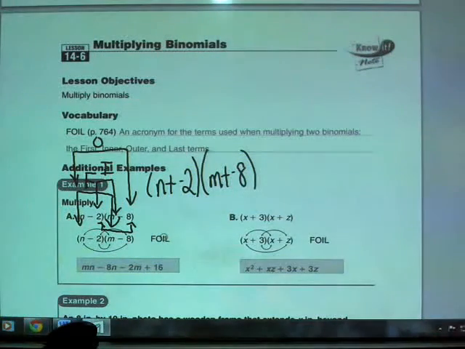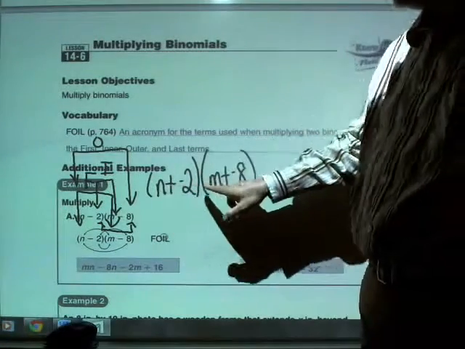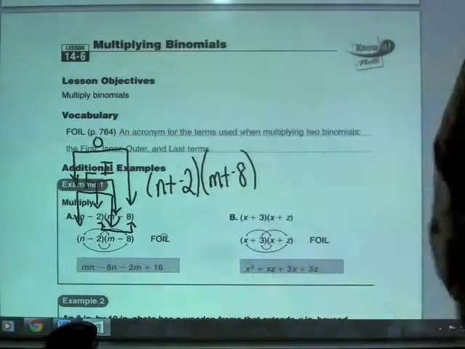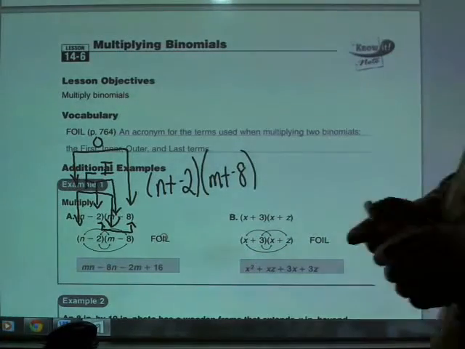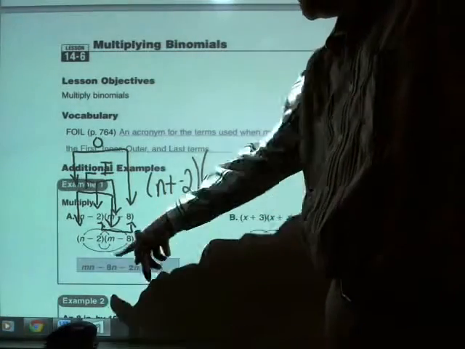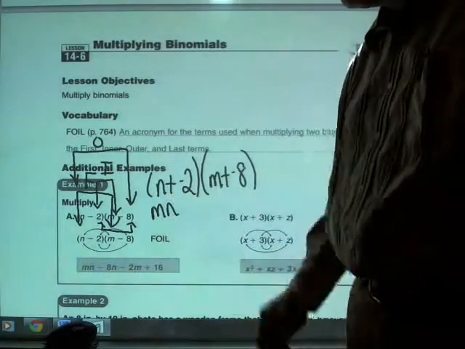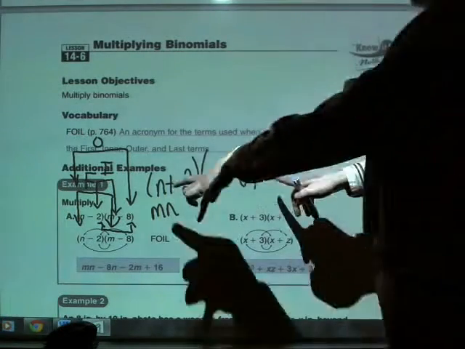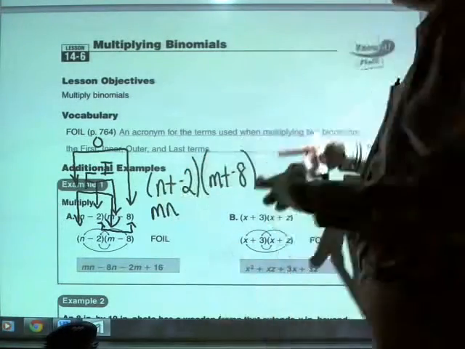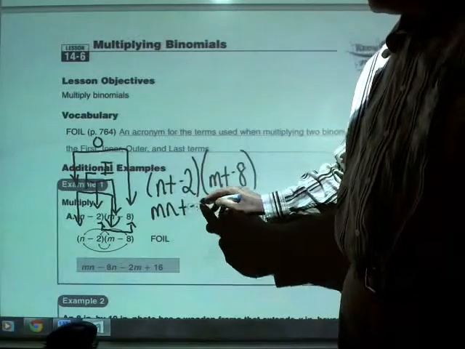All right, so F stands for the first. I'm going to multiply the first terms together here. That's my n and my m. Well, that's a nice multiplication, so we just have to put those together, and that's going to give me nm or mn, whatever you want to say. As you can see in their solution, they've written mn. Then I'm going to go grab the O's, the outside terms here. That's my n and my negative 8. Well, I'm going to run those together, and that's going to give me negative 8n.